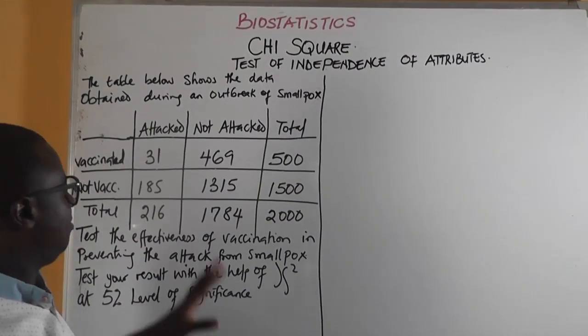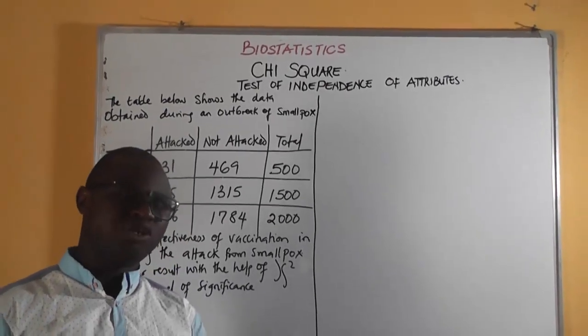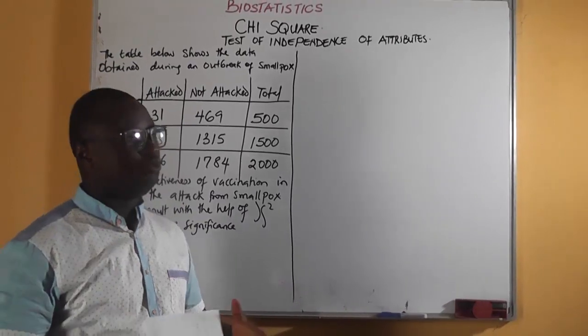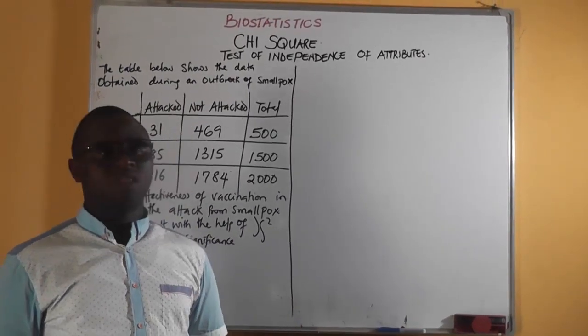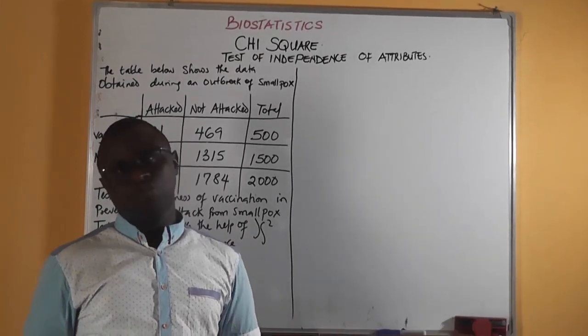Alright? And one of the criteria for us to use chi-square is that the population should not be normally distributed. That is, the population should be skewed, right? Or another way we can put it, the population should be highly distributed.